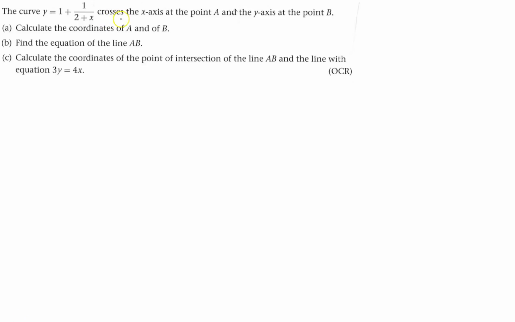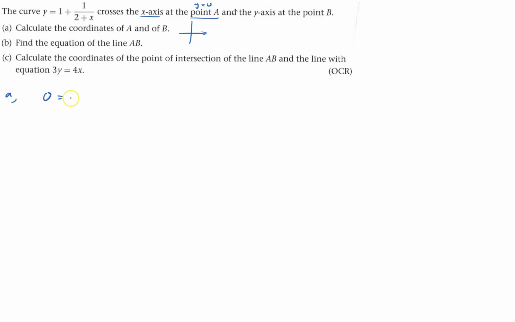Okay, we've got the curve crossing the x-axis at the point A. When it crosses the x-axis, that means y is 0. So that's y equals 0 for point A. Well, let's just try it. Let's do the first part.